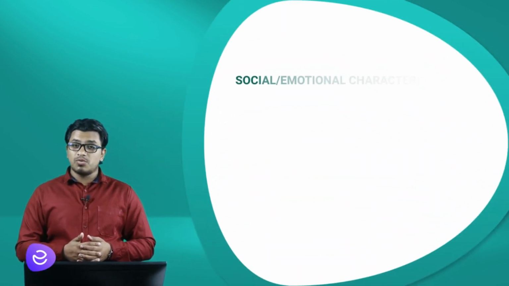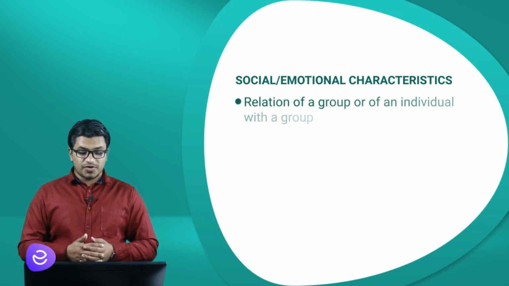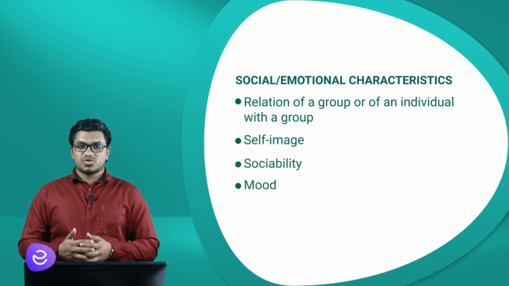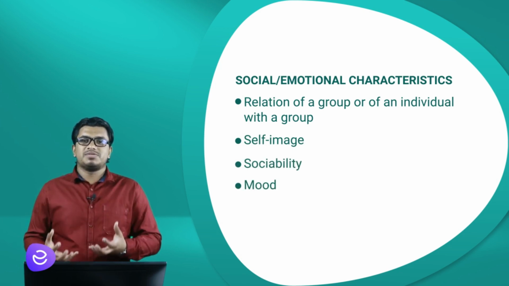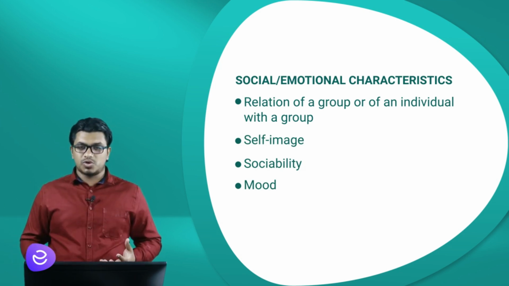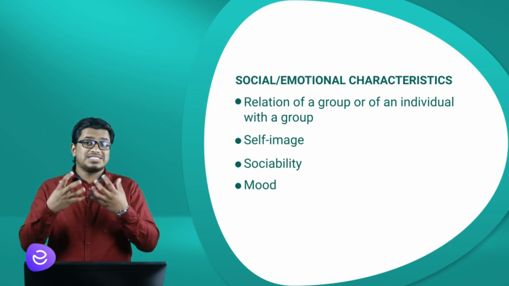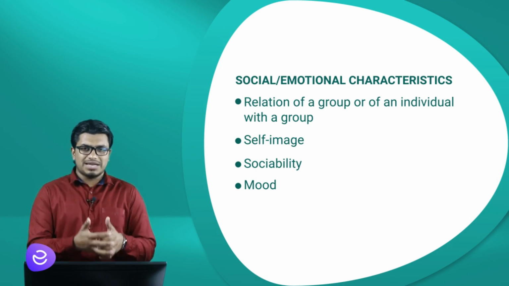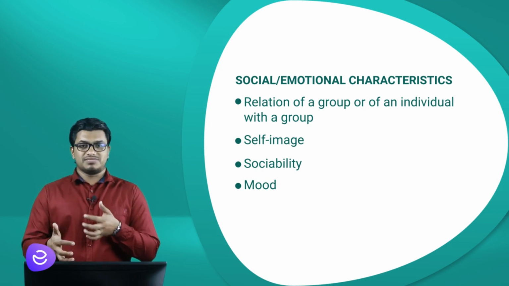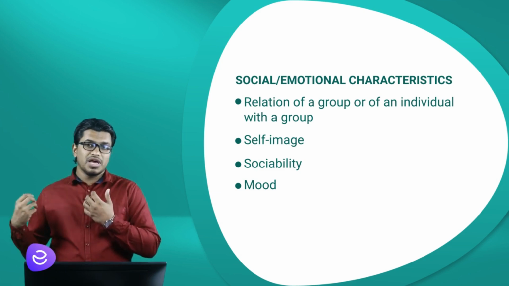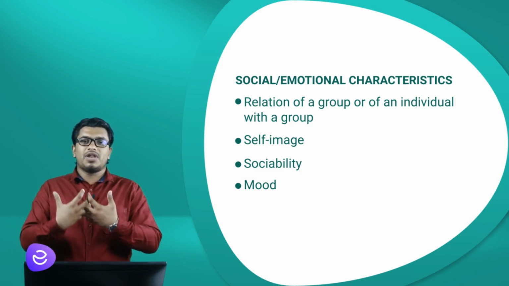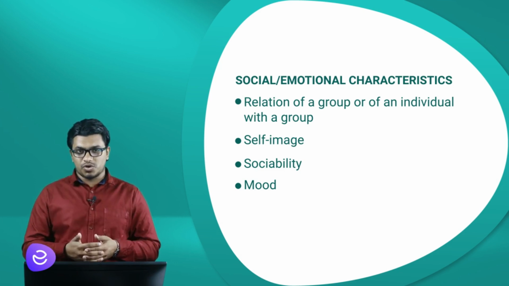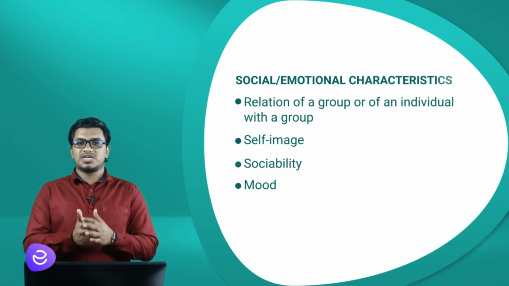Next is the social or emotional characteristics. It is the relation of a group, or an individual with a group, self-image, sociability, mood, etc. So how a person perceives himself, how a person perceives society, what that person's mood is, what that person's self-image is, what that person's social status is. Considering all this, the teacher has to take class. This is not that important, but still it can affect the learner. If he is not in a good mood, or something is bothering him or her, he will not learn properly, or will not learn the way that we want. So the teacher should also be concerned about the social or emotional characteristics of a learner.